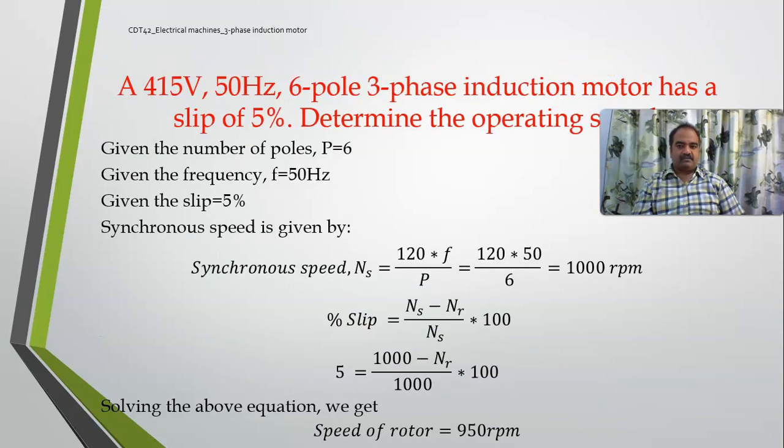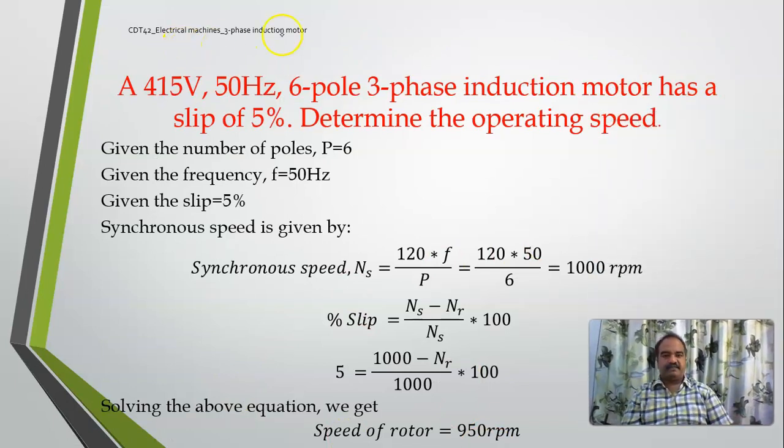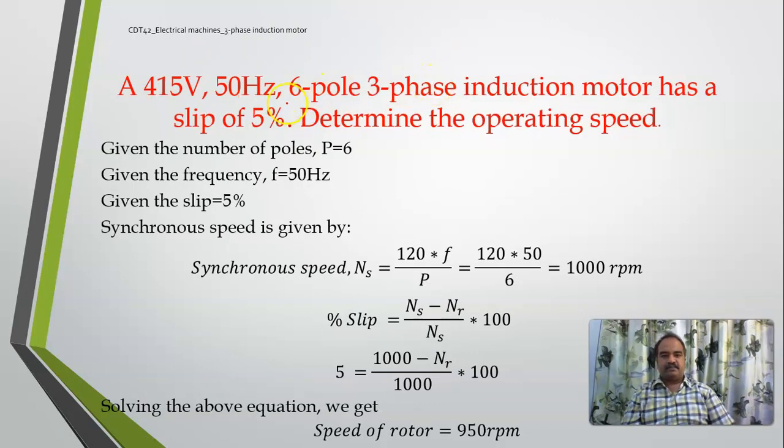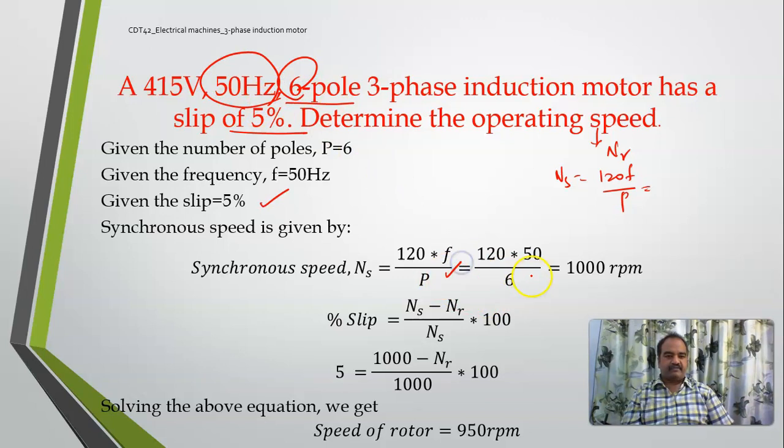Okay. So now let's see. Determine the operating speed of a three-phase induction motor having 6 poles and a slip of 5%. Now the slip is directly given, and they are asking you to determine the operating speed, which is Nr. You know the synchronous speed can be calculated using 120 f by p. Frequency is given as 50 hertz, and the number of poles is 6. So if you substitute, you will get 1000 rpm.